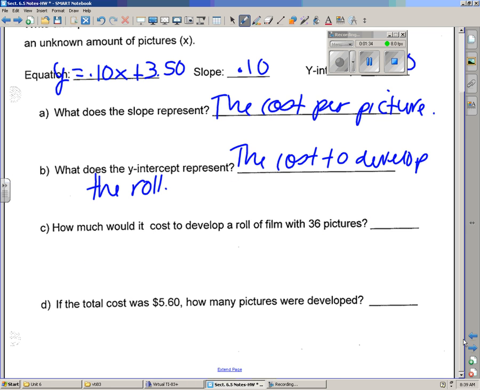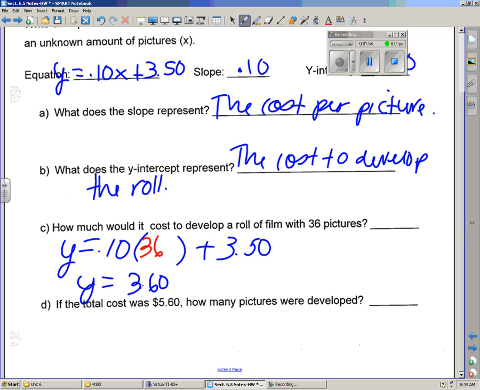Okay. So how much would it cost to develop a roll of film that has 36 pictures? Well, all you do is you take your equation, y equals 10 cents, and we know that there's 36 pictures on there, plus the $3.50 setup fee. So y is going to be $3.60 for the pictures, plus $3.50 for the initial cost, which means for 36 pictures, your total bill is going to be $7.10.